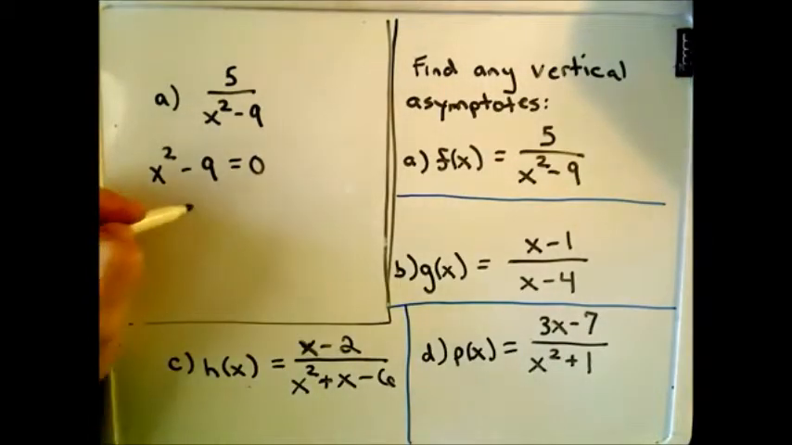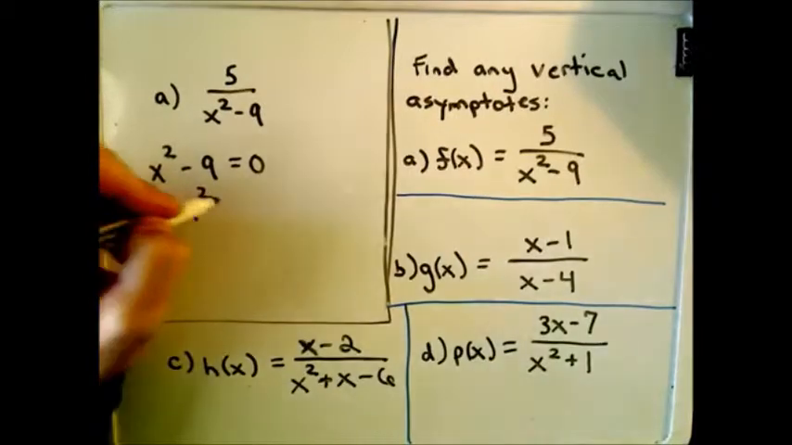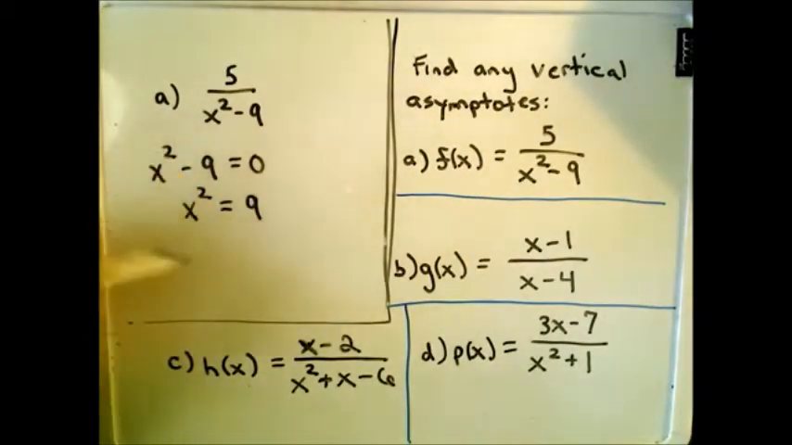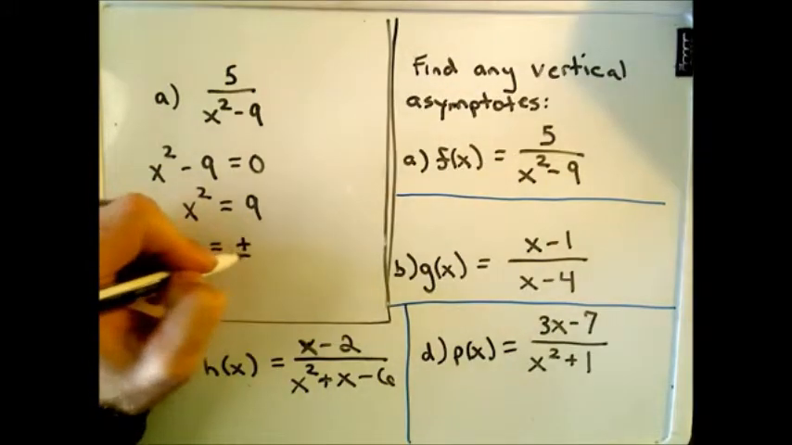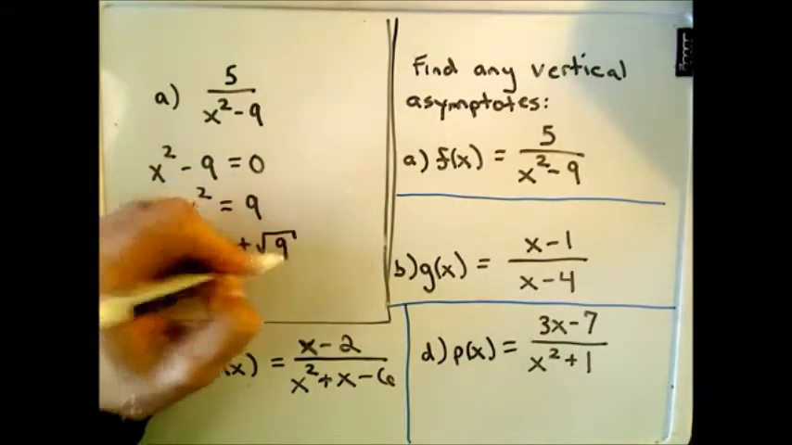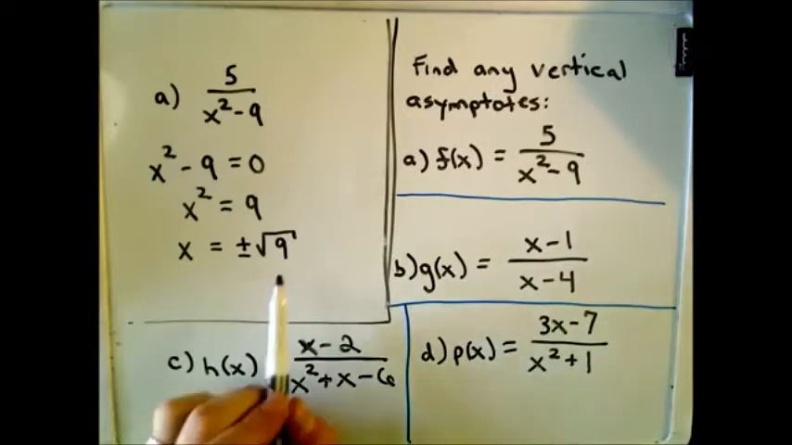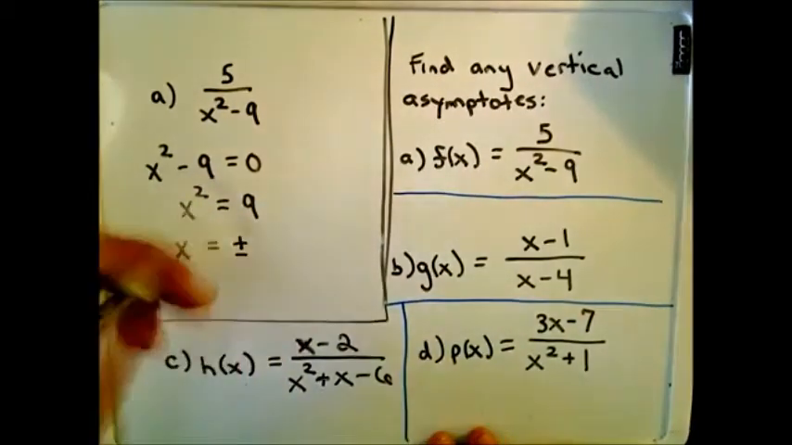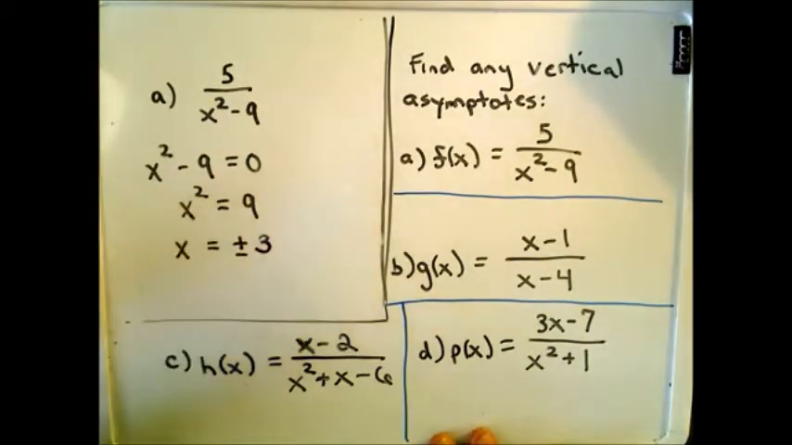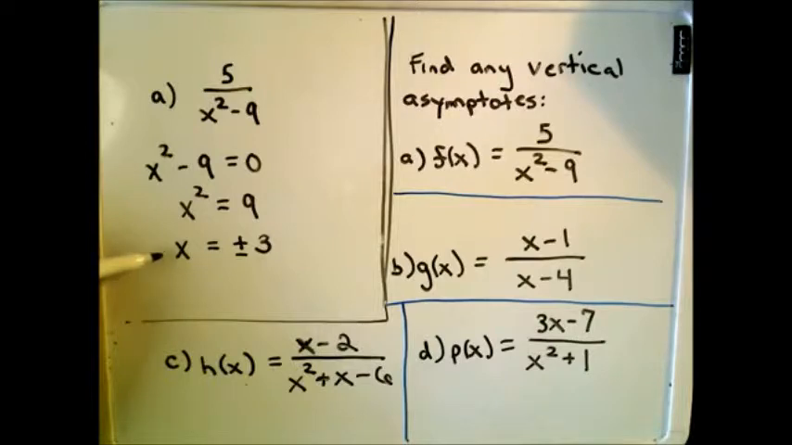We could either factor this, or we could use the square root property. I could add 9 to both sides. I could take the square root of both sides, but remember, when I take the square root, I have to add on positive and negative. And if you take the square root of 9, that's simply going to give us positive and negative 3. And at this point, these are the potential vertical asymptotes.